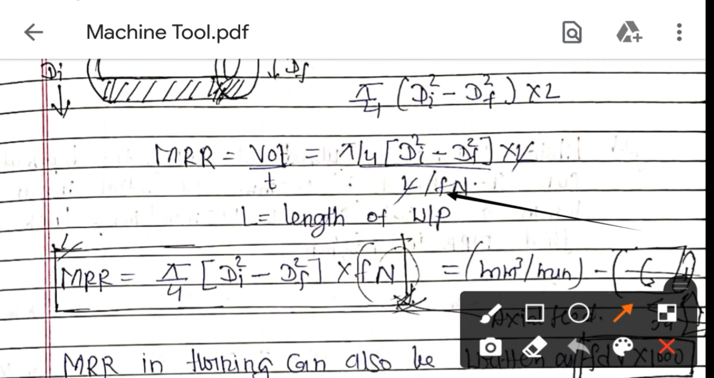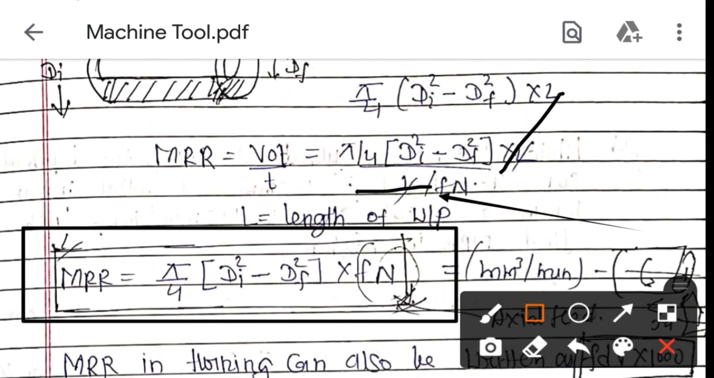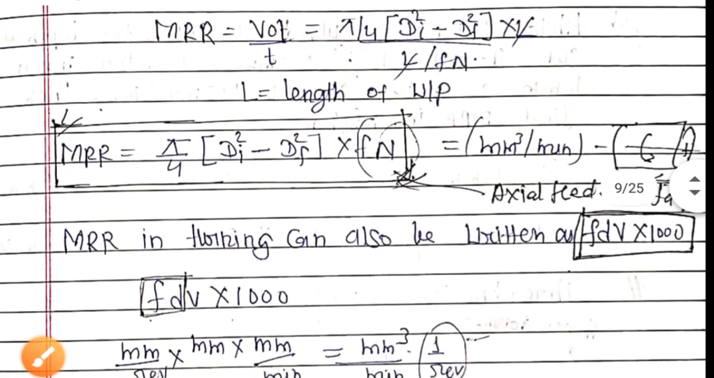When we substitute this, this L and this L will get cancelled out, and we get the final formula: pi by 4 into the square of the initial diameter minus the square of the final diameter, into Fn. This Fn is also known as the axial feed. Remember that sometimes they may give you the axial feed directly, and may not give you separate data for F and N. This is how you are supposed to find the material removal rate.